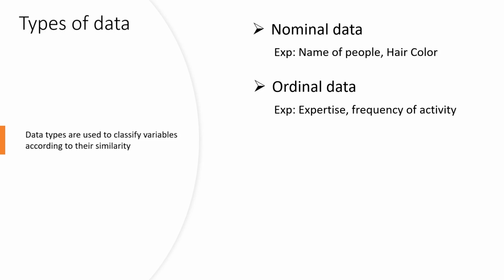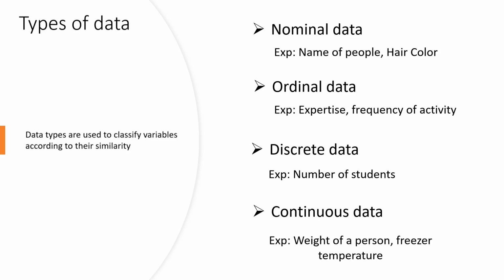We also have ordinal data, which are used to classify variables with a specific order. For example, expertise: beginner, intermediate, or expert. Another data type is discrete data, which are expressed in numerical value. For example, number of students. The last data type is continuous data, which are expressed in fractional value. For example, weight of a person or freezer temperature.